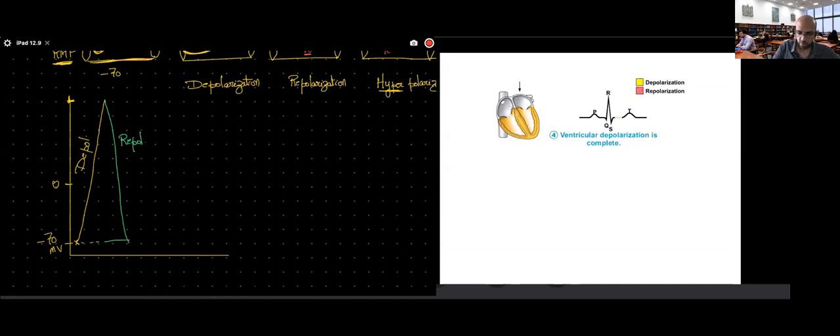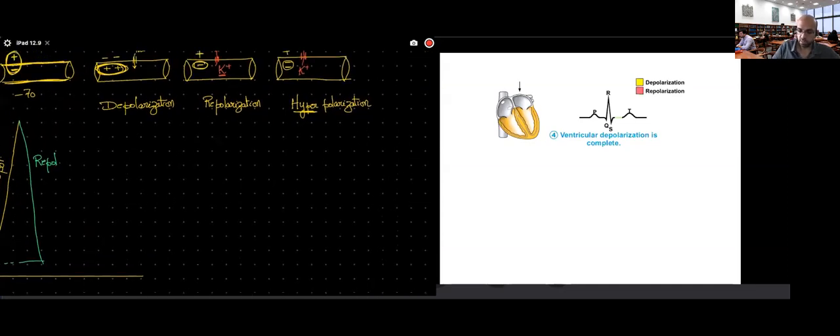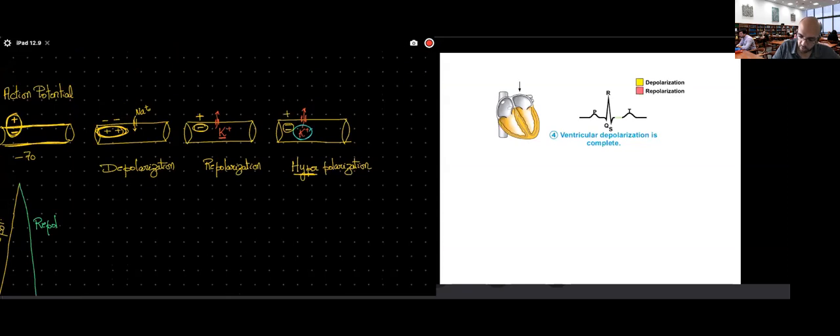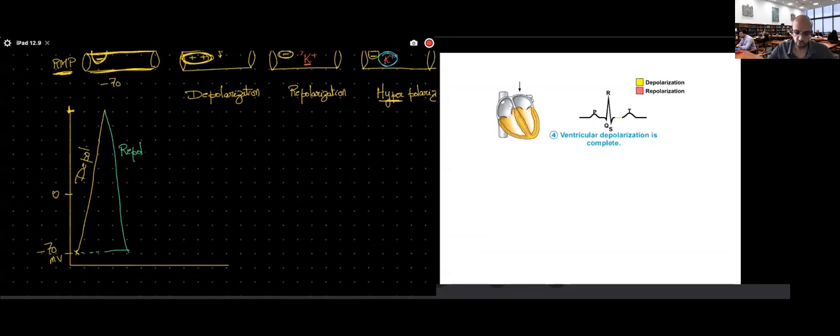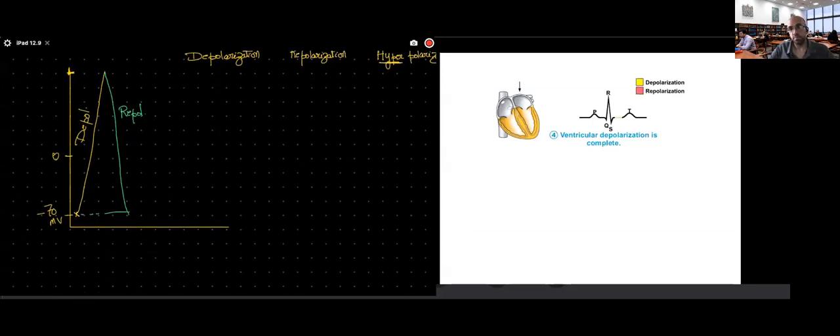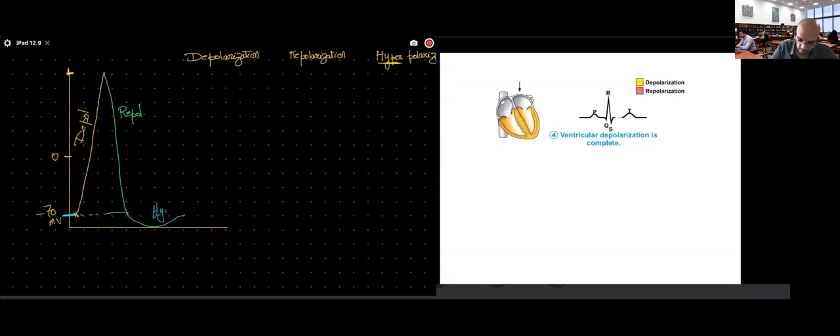But if you remember, the potassium kept leaking outside of the cell, even after you reach the resting membrane potential that you started with, even after I reached negative 70 millivolts. So what's going to happen? I will become even more negatively charged than I was before conducting the signal. We call this phase hyperpolarization.